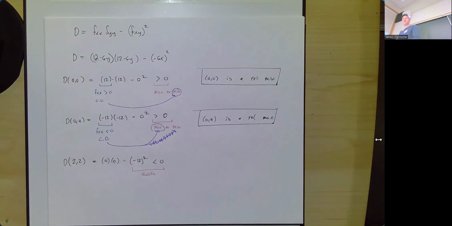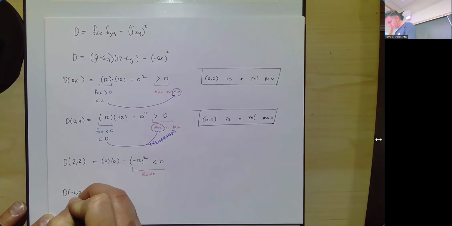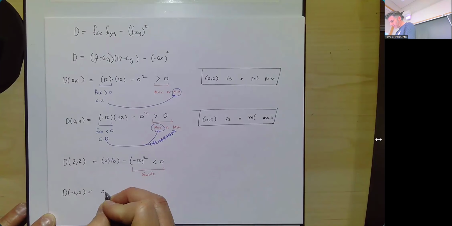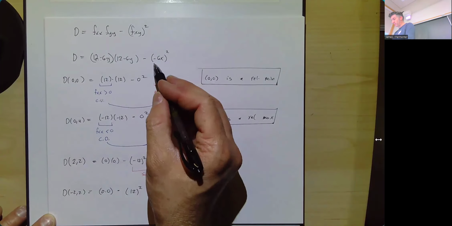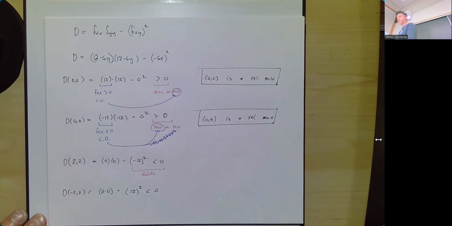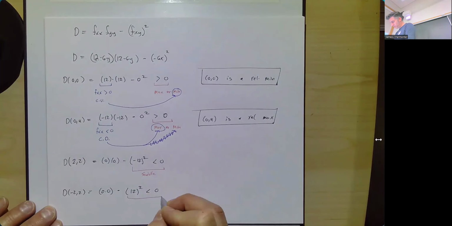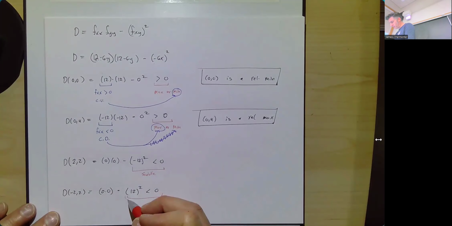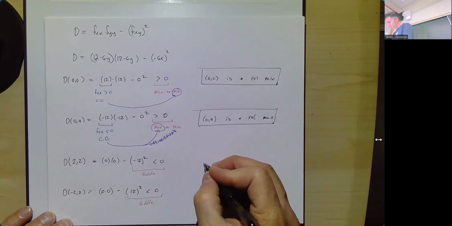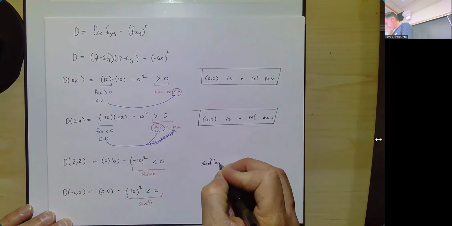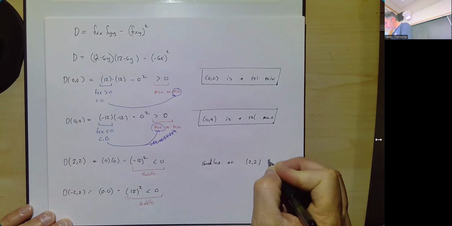And I'll point out the same thing is true when you plug in -2, 2. So D of -2, 2, same result. You still get 0 times 0 over here. You do get minus positive 12 squared when I plug in a -2 for X and I get -6 and -2. That's still going to be negative. So I still have a saddle. So I have saddle points at both 2, 2 and -2, 2.